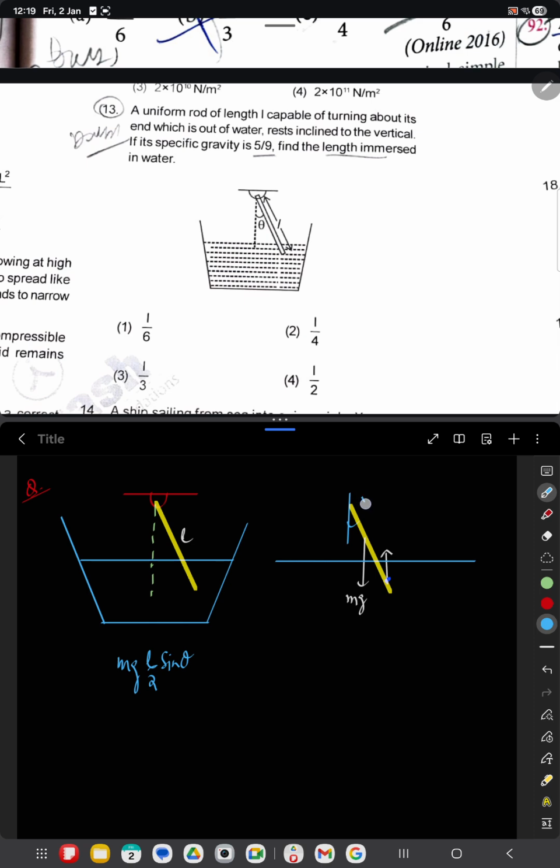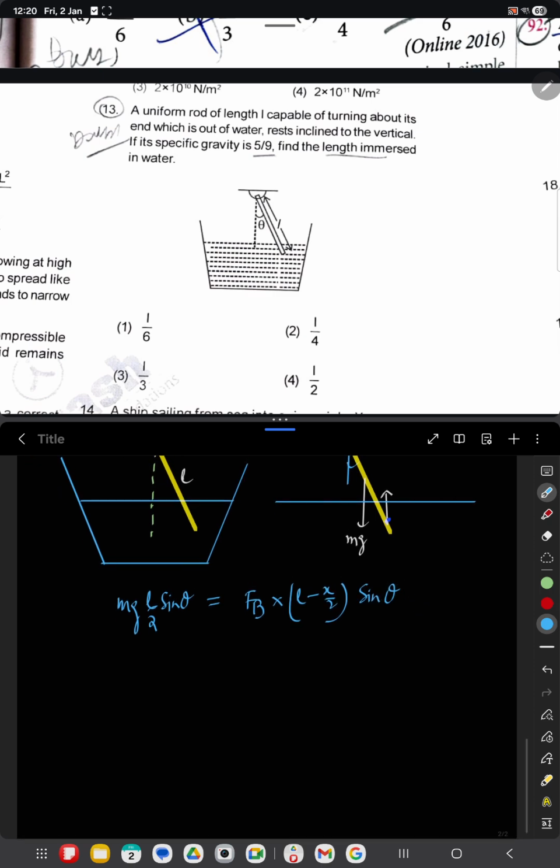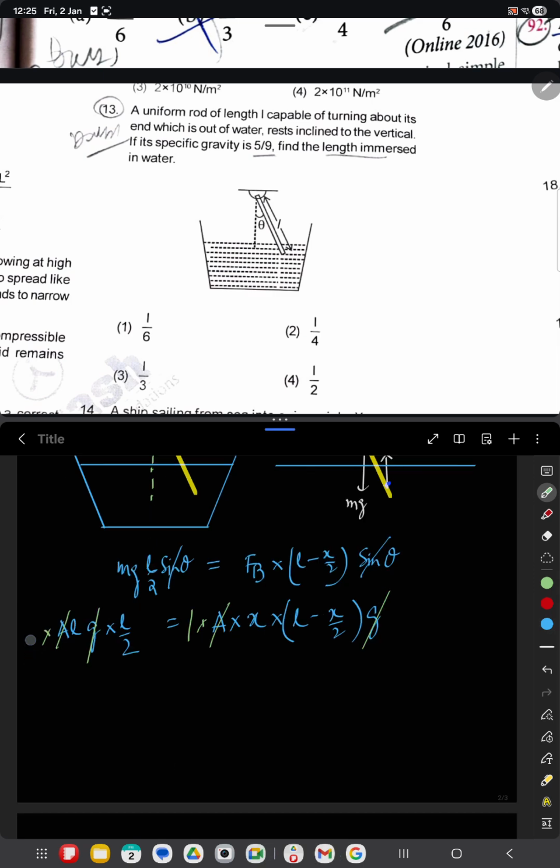So this total length will be how much? This total length will be L minus x by 2, into the buoyant force. This perpendicular distance will be again sin theta. Now this one is rho solid, this one is rho liquid. So rho liquid is 1, rho solid is 5 by 9. If you solve this one, you will get x is equal to L by 3. Option 3 is your answer.